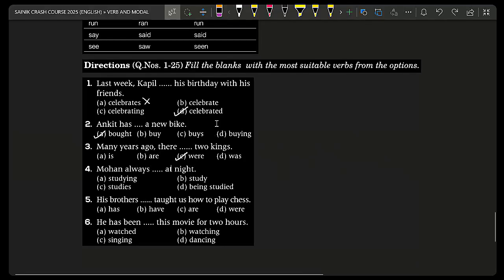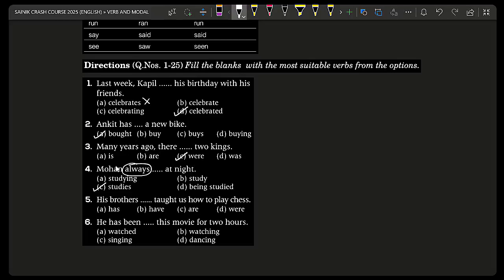Mohan always dash at night. Yes, Mohan always studies at night, sir. Why did you choose studies? That is the correct answer, but can you explain? What is the reason for choosing option C? Why don't you say Mohan always studying at night, Mohan always study at night, Mohan always being studied at night? See, sir, whenever the word always comes, that means it is a habit, right? Yes, sir. All the habits must be told in simple present tense.